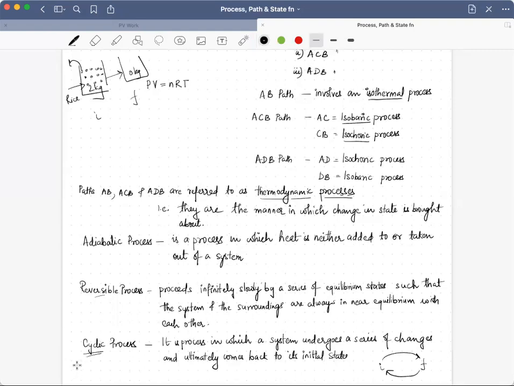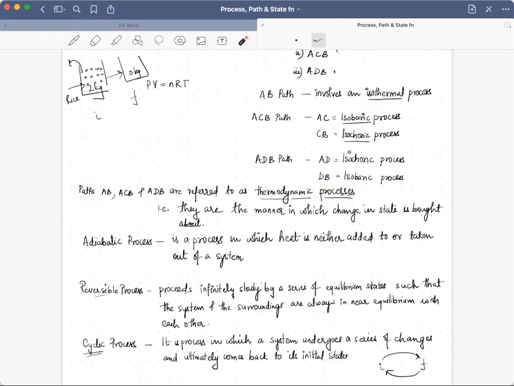There are many other kinds of processes also, but we are more or less going to come across these particular processes. That's why I have mentioned these processes to you. So again, I would like to reiterate the point. Path and process are more or less the same thing. Path represents the route and process represents basically the way in which that change in state has been caused. It can be via an isothermal route or any other process by which that change in state is undergone. So path and process are more or less the same thing.